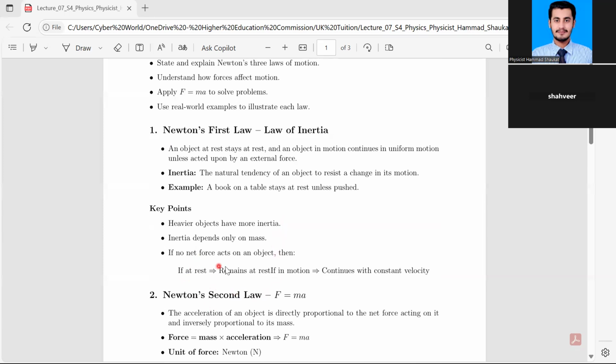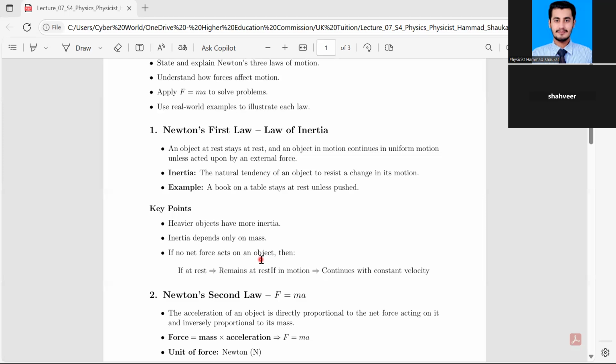And if no net force acts on an object, then what should happen? If it is at rest, then it will always remain at rest. And if a body is moving with constant velocity, it always remains at constant velocity when no net force acts on the body. When you are not applying some external force to a body, if that body is at rest, it always remains at rest, and if a body is in constant velocity, it always remains in constant velocity.